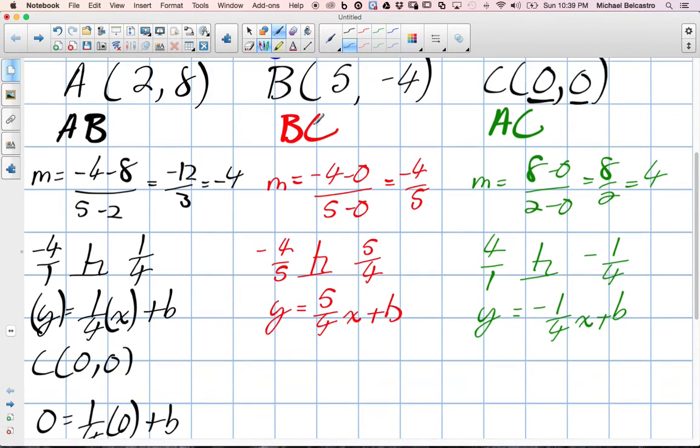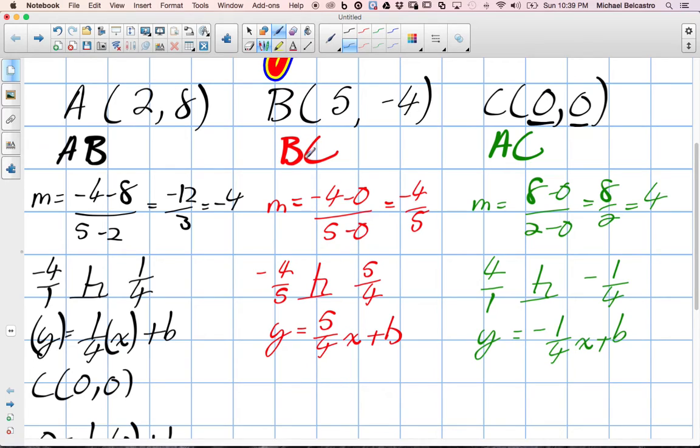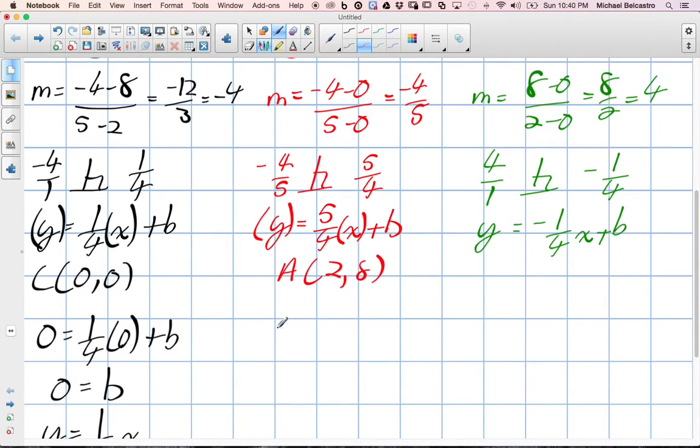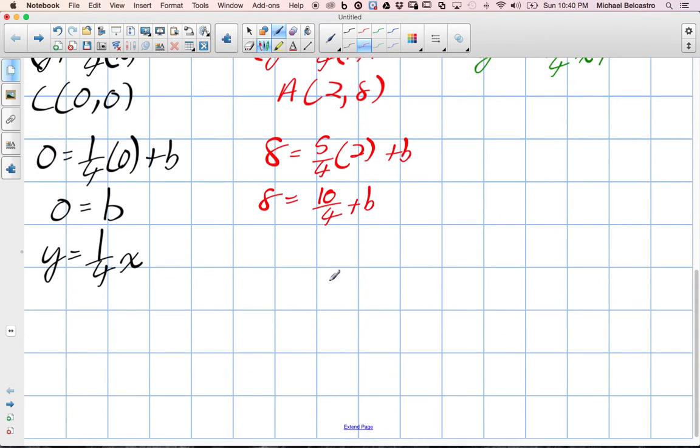For BC, we have to use the opposite coordinate, and that would be our A coordinate. So A being (2, 8), we'll write it here. We're going to plug those in for the x and the y to help us find our b. So we end up with 8 is equal to 5 over 4 times 2 plus b. This becomes 8 is equal to 10 over 4 plus b. When we bring that over, we get 8 over 1 minus 10 over 4 is equal to b.